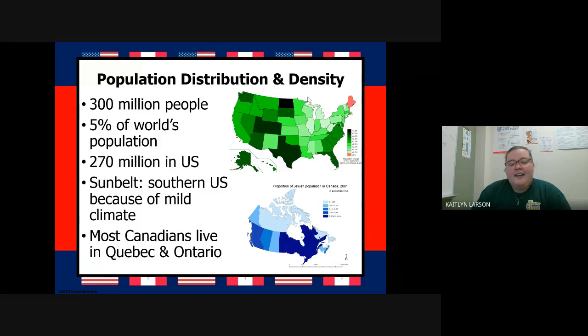In the United States, most people are going to be along the Sun Belt, which is the southern United States. It's because it's mild climate. It's not too hot. It's not too cold.